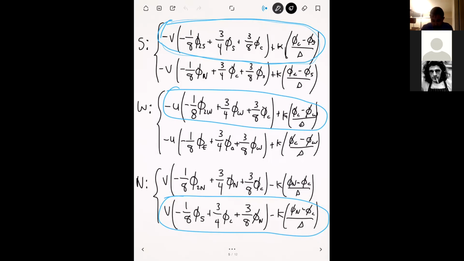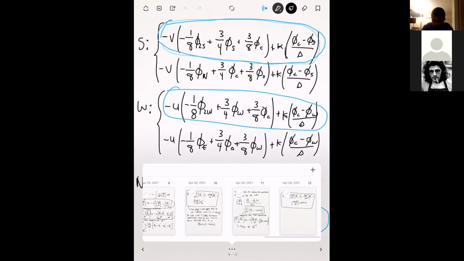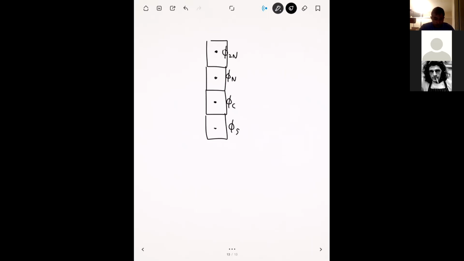Let's take the example of the north face. I think it's easier if we visualize it, because it's all just equations. For the north integral, we have four cells. Call these phi 2 north, phi north, phi sub c, and phi south. The two versions let us choose which three cells we use, because the QUICK scheme uses only three cells at a time. Version 1 uses phi sub c, phi n, and phi 2n.